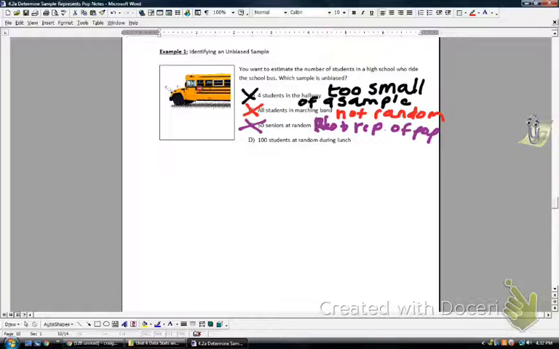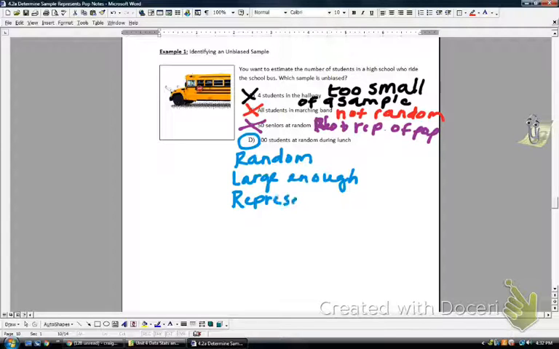Then let's look at the last one. The last one says 100 students at random during lunch. That is an unbiased sample. It's random. It's large enough. And it represents the entire population. I think in high school you don't have like we do in middle school where 6th grade goes together, everybody goes together at the same time.